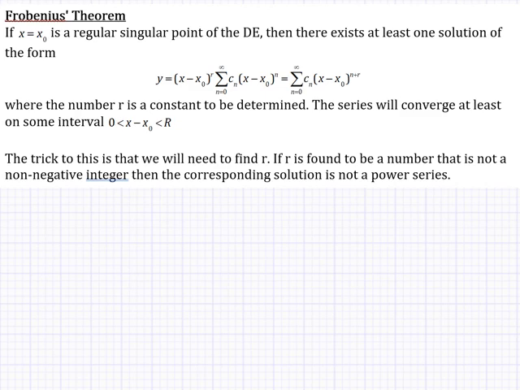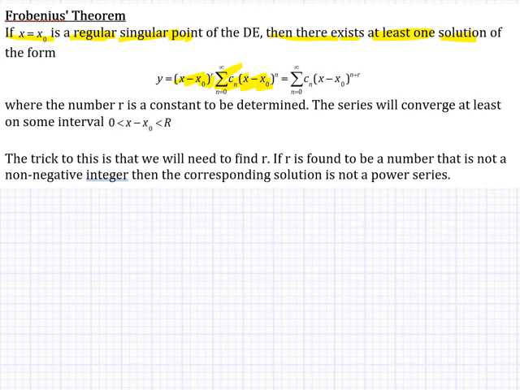The reason why we need regular singular points is because of Frobenius' theorem. This is the same theorem generally we had before that told us we were guaranteed to get 2 solutions. But in this case now it's talking about singular points. So what it says is if x equals x sub 0 is a regular singular point, so that's the key, it's got to be regular, then there exists at least one solution. Doesn't say we're guaranteed to get two, but we are at least guaranteed to get at least one solution of the form x minus x sub 0 to the r times this power series.